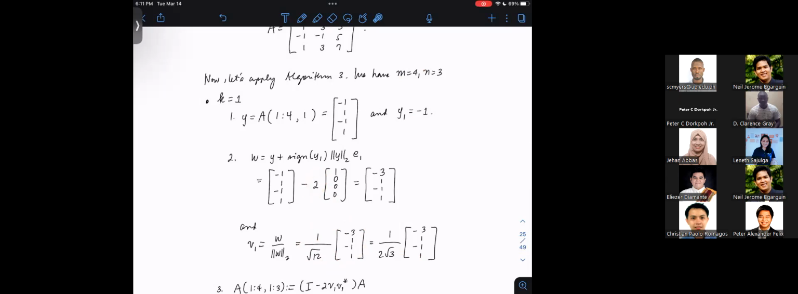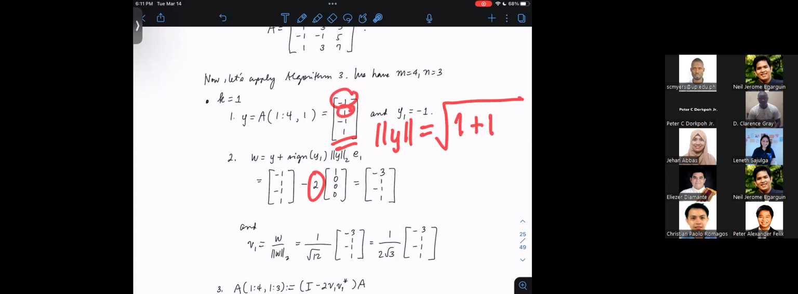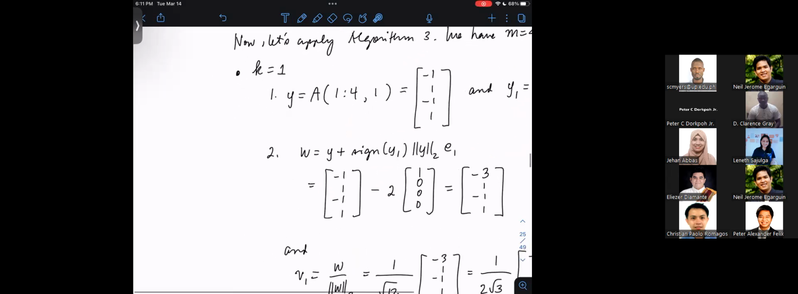Yeah, 2 here is the norm of the vector Y. So basically, this is the square root of the sum of the squares of the entries. So -1 squared is 1, plus 1 squared is another 1, -1 squared is another 1, 1 squared is another 1. So that's going to be the square root of 4, which is equal to 2, right? So again, remember, maybe we should put a note here.